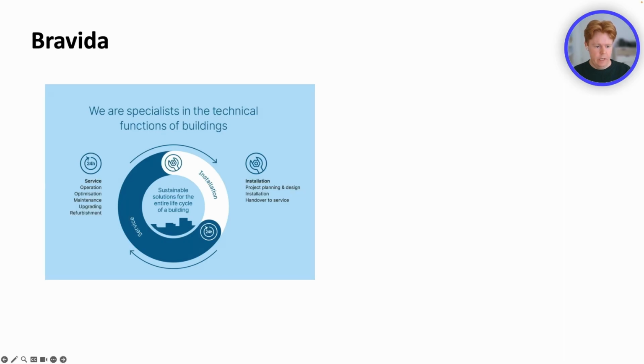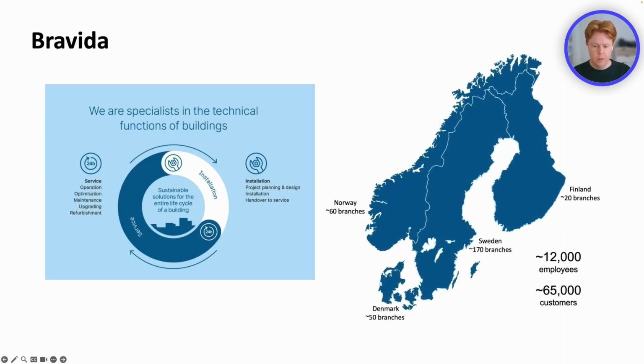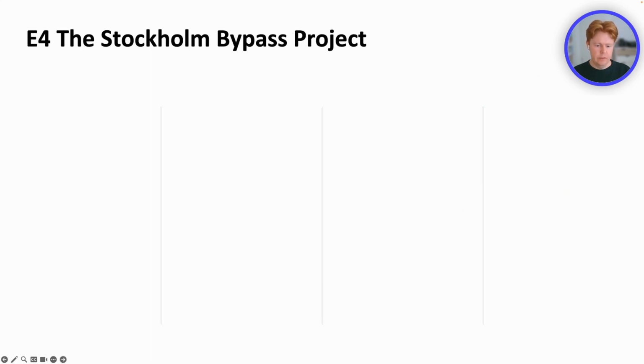So Bravida is a contractor that's based in the Nordics. You see here some numbers of how big they are. They are quite big, and they do everything from planning to installation and also to service. So they take care of the whole life cycle of the building, and it's mostly installations, like electrical, ventilation, cooling, that kind of stuff. But they're mostly the service and installation part of it. So they do not do super much design, but they do some of it, just as a background there. And the contract that they got in 2018, which is still ongoing, is a 21-kilometer bypass link.